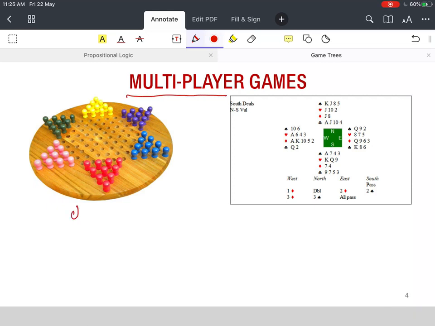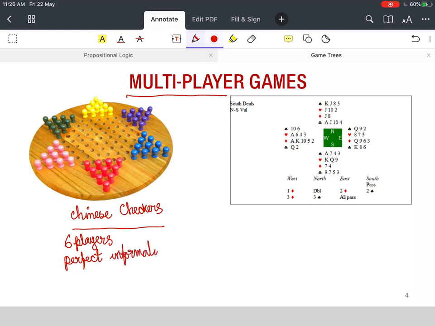A second category of games are what are called multiplayer games. This is the famous Chinese checkers. Here, as we can see in this particular case, there are 6 players. This is also a perfect information game. And finally, one of the players wins.